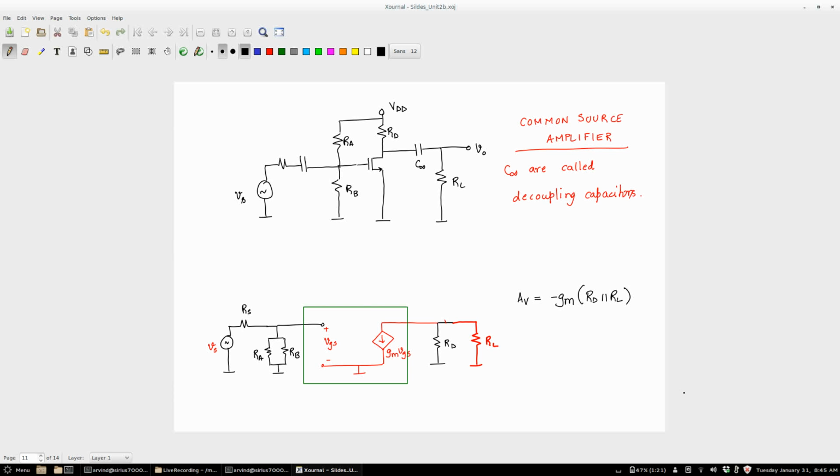All right, so what would your gain come to now? It will be minus GM into R parallel R. Do you get that? Okay.